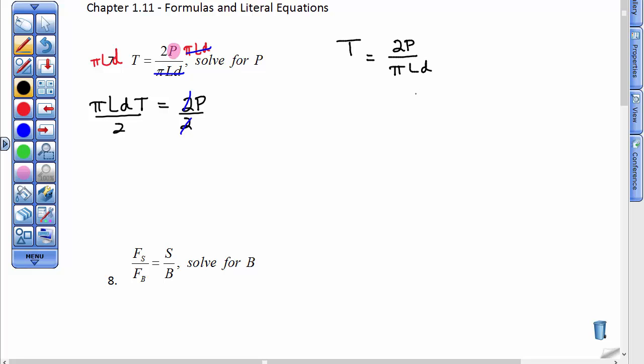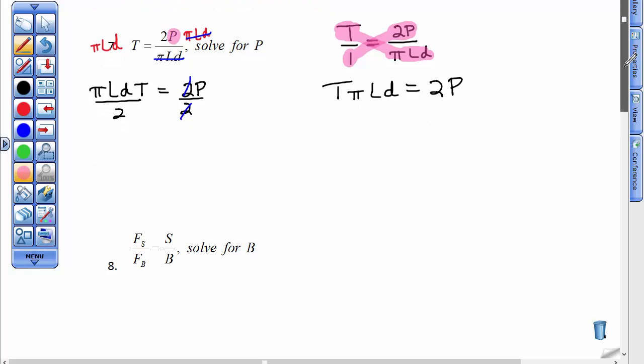Again, just want to remind you, the original problem was T equals 2P over pi L D. And when you have no plus and minus signs on either side, you can make this into a fraction right here. T over 1 is equal to this fraction. And then, again, I'm a big advocate of setting the cross products. So T pi L D equal to 1 times 2P, which is just 2P. So you have T pi L D equals 2P, and then you can go ahead and divide both sides by 2.